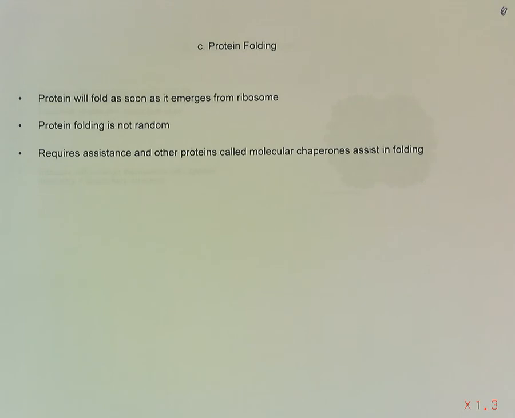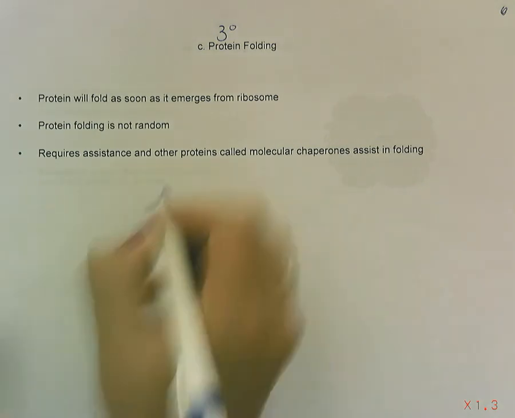So, the last three topics in chapter 4. This is the end of tertiary structure, looking at protein folding. Proteins will fold as soon as they emerge from the ribosome, which we will discuss later in the semester when we talk about how the ribosome works and makes proteins. Proteins fold as soon as they emerge from the ribosome, where they are formed. And the protein folding is not random.